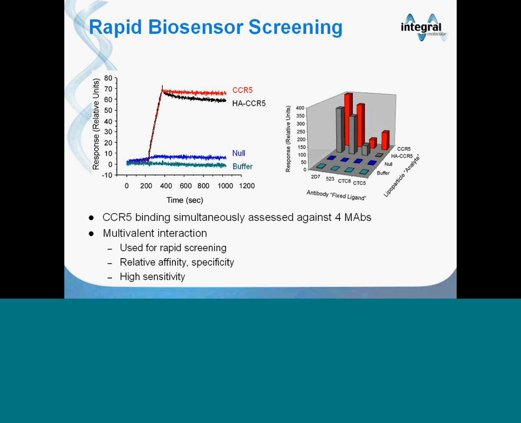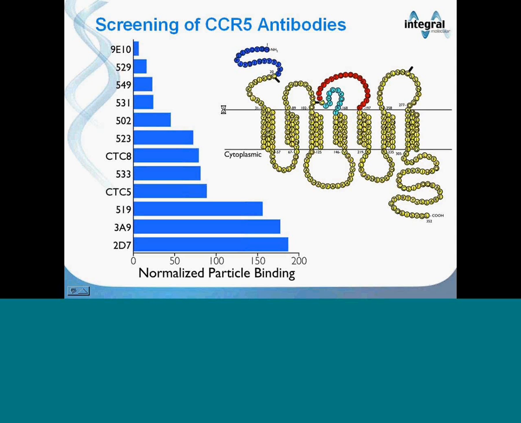Then lipoparticles containing CCR5 were flowed across the surface, and the antibodies were ranked by the strength of lipoparticle binding. The rankings are shown here in the bar graph, with the highest binder at the bottom, so this is 2D7, down to the one that bound the fewest lipoparticles, and decreases from there. And these rankings agree with published affinities and affinities that we've measured in our lab.